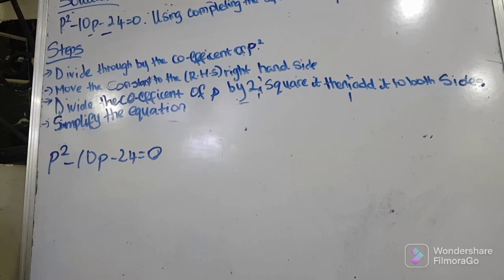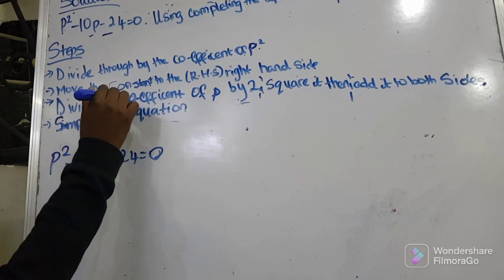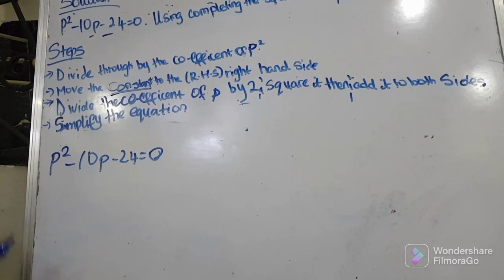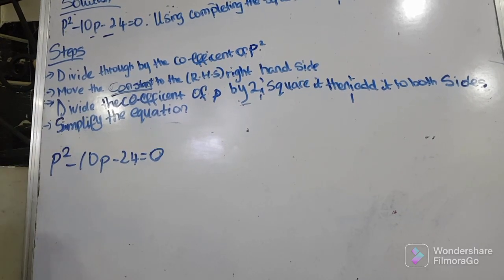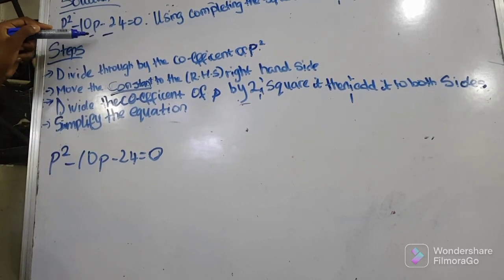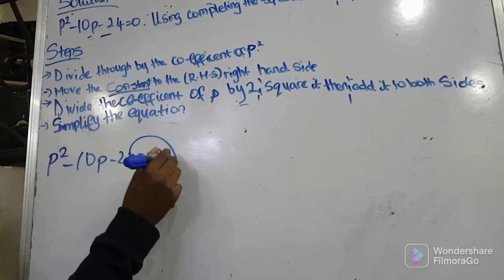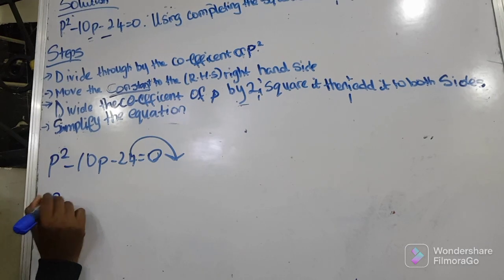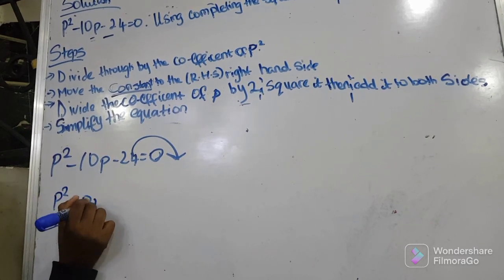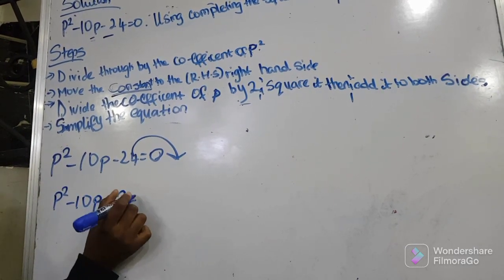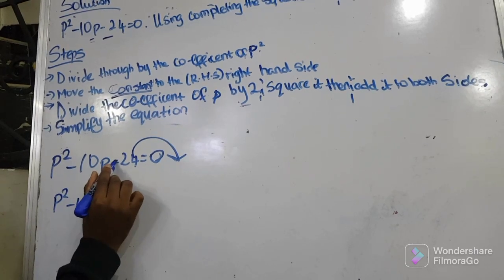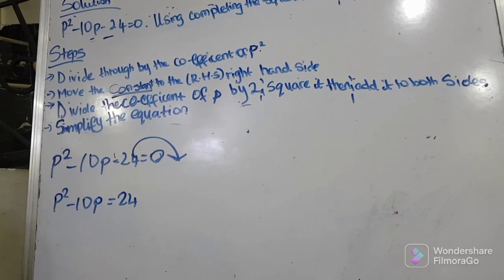So second step, move the constant to the right hand side. The constant is the figure or number that doesn't have any letter, which is 24. So you move 24 to the right hand side. So it's p squared minus 10p equals to 24, plus 24 now because minus has gone to the other side.